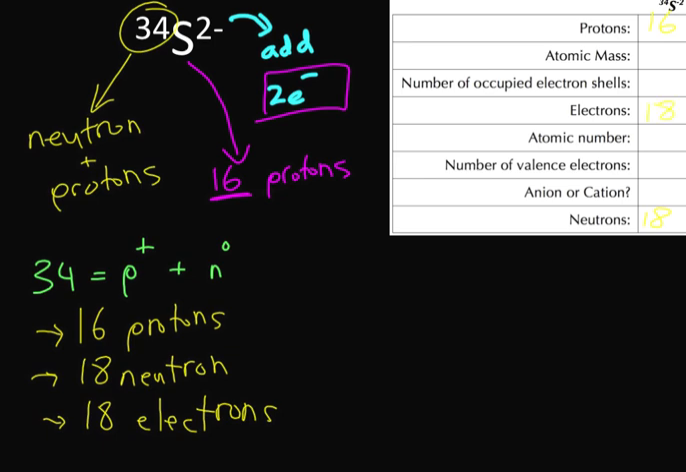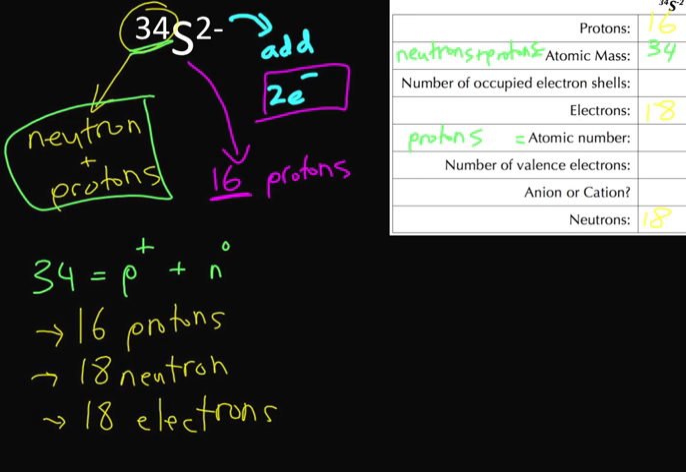A few things here are some vocabulary terms. Atomic mass is, in this case, the neutrons and protons, and we know neutrons and protons, over here, that was 34. The atomic number is the number of protons, and we know from the table that we have 16 protons. And a cation, this is a vocabulary term. This is a negative ion, this is a positive ion, and sulfur 2- is a negative ion, so it's an anion.